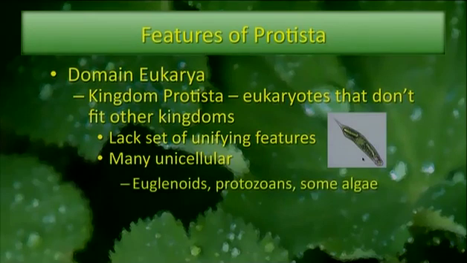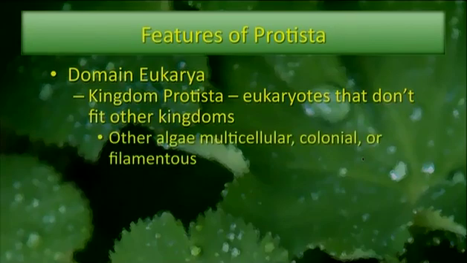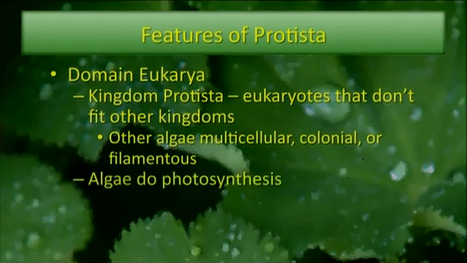Some of these are euglenoids, protozoans, and some algae. Now other algae are multicellular, colonial, or filamentous. So they're either truly multicellular, or they have single cells that live in a colony, or they're filamentous, where you have cells growing in a row. Algae also do photosynthesis. That's their main mode of acquiring nutrients. They make their own food using the light energy from sunlight.